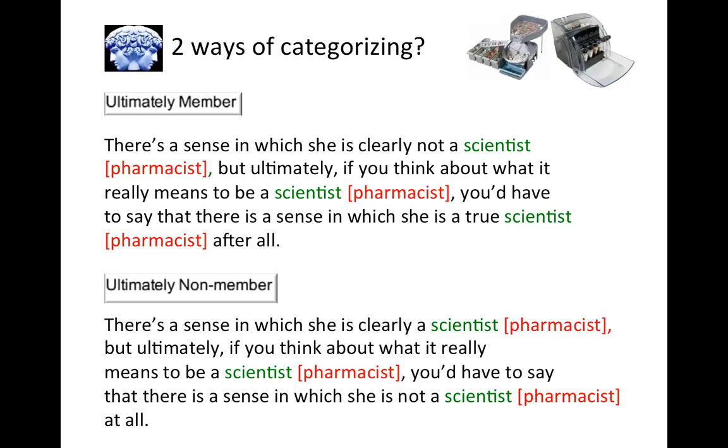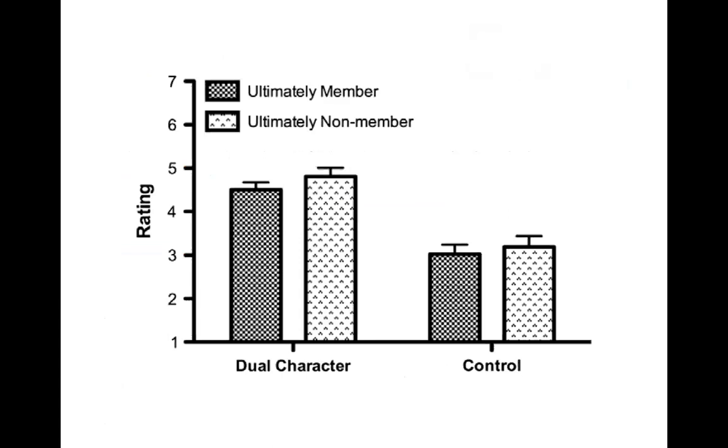And then you could also have scenarios of the following sort. There's a sense in which she's clearly a scientist, but ultimately, if you think about what it really means to be a scientist, you'd have to say that there's a sense in which she's not a scientist at all. Once again, this statement should make sense for dual character concepts such as scientists, but not for the control concepts such as pharmacist. And that is, in fact, what we find.